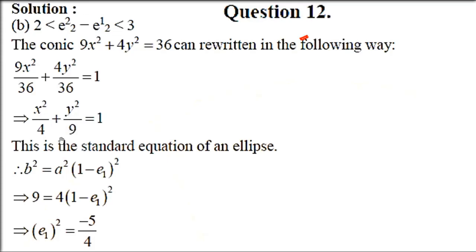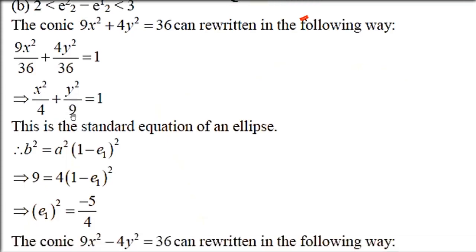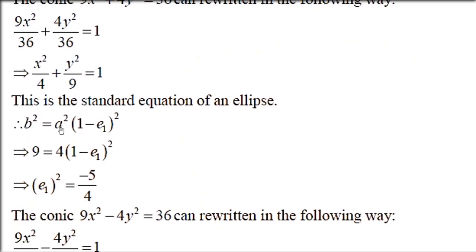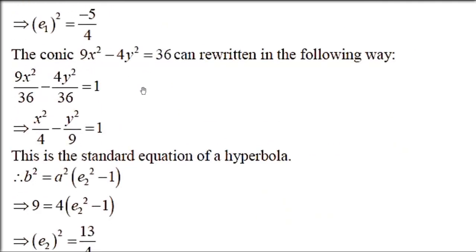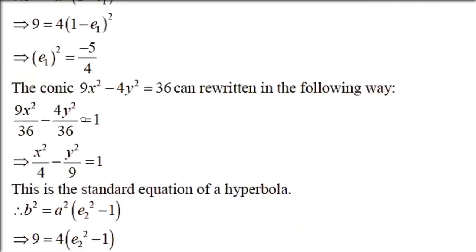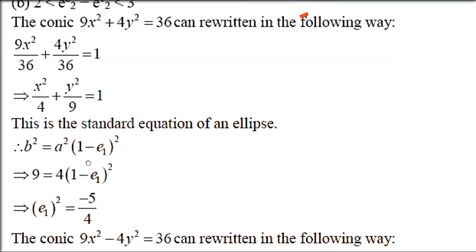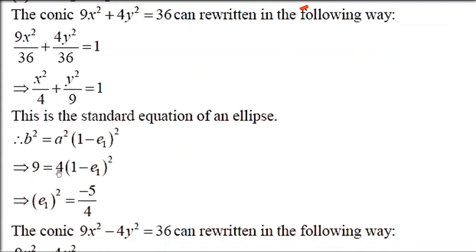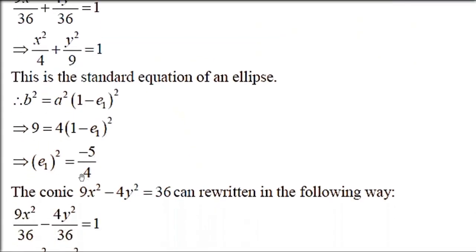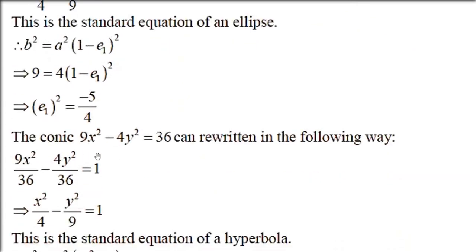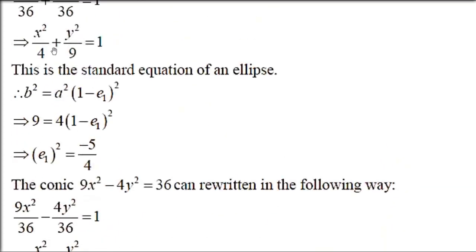Assume eccentricity to be E1, put the value of A square as 4, B square as 9 and find out the value of E1 square. The equations are different. Here it is B square equals A square into 1 minus E1 square. For the hyperbola it will be B square equals A square into E square minus 1. So E1 square will come as minus 5 by 4. Similarly do it here. Divide both sides by 36. Exactly the same thing is going to come, but only the negative sign will be there.